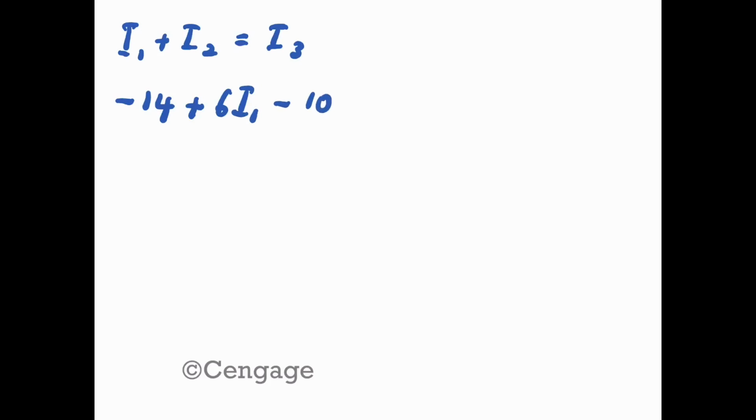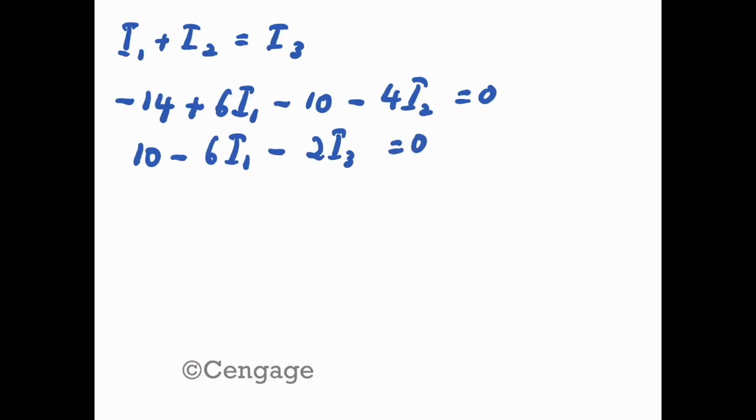Okay, let's rearrange. What do we have just now? From the junction rule, we have I1 plus I2 equals I3. And from the loop rule, we have negative 14 plus 6I1 minus 10 minus 4I2 equals 0. Another loop: 10 minus 6I1 minus 2I3 equals 0.